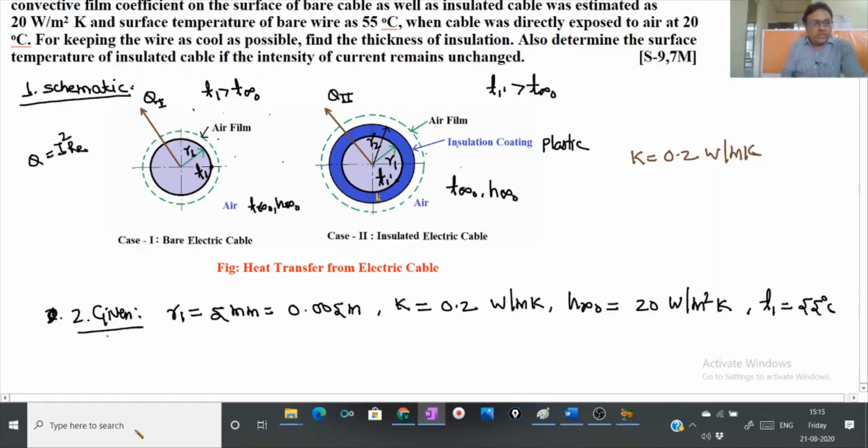and surrounding fluid temperature is given as 20 degrees Celsius. Also, the intensity of current in both the cases remains same, that is I1 is equal to I2. So these are the things given to you.